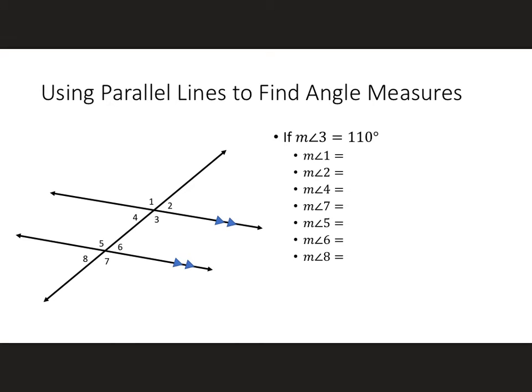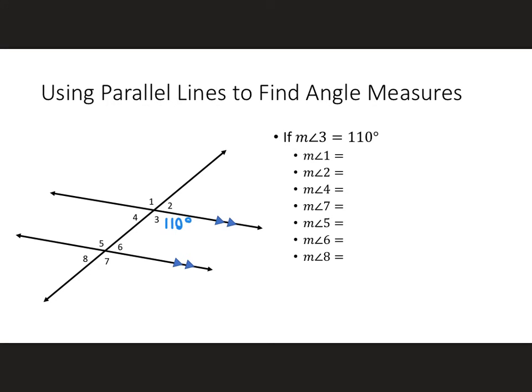Let's use what we've learned to find some angle measures based on a transversal that we have pictured here. So if we are told that angle 3 is 110 degrees, we can actually find out what every other angle in this diagram is because we know that these lines are parallel to each other.